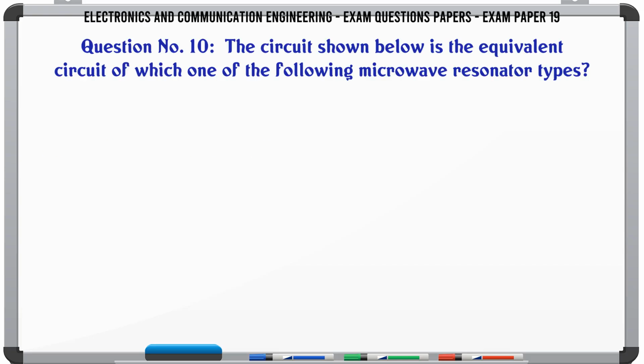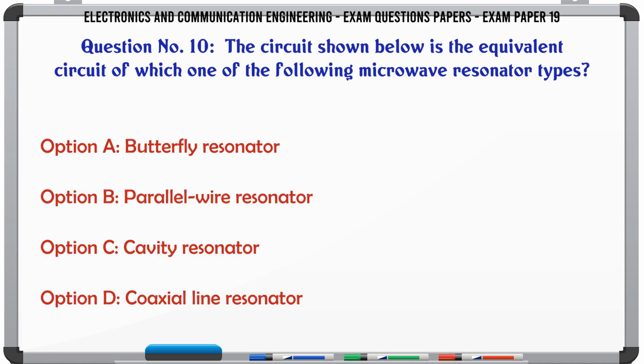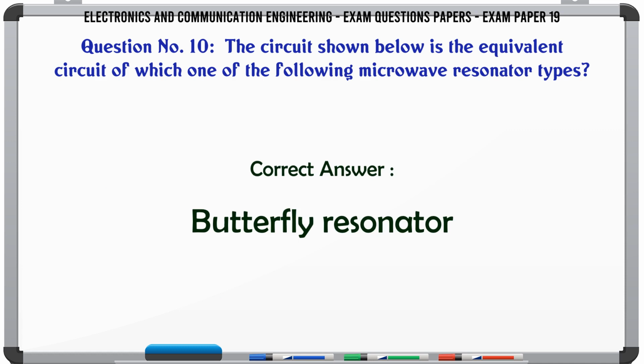The circuit shown below is the equivalent circuit of which one of the following microwave resonator types? A. Butterfly resonator. B. Parallel wire resonator. C. Cavity resonator. D. Coaxial line resonator. The correct answer is butterfly resonator.